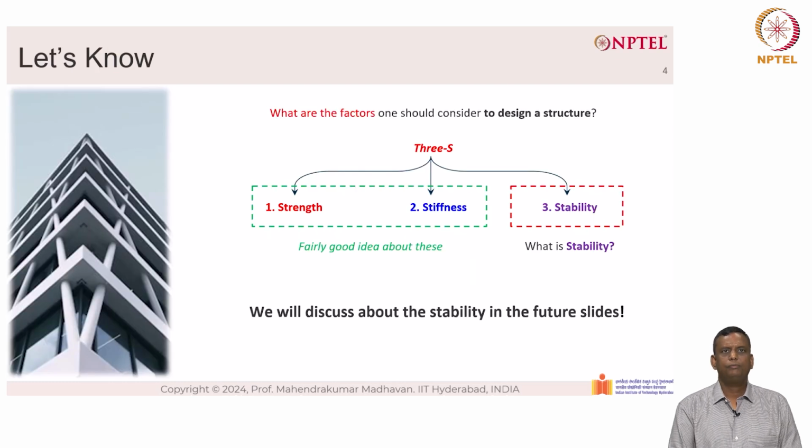Before we go further, we need to understand what factors one should consider to design a structure. We call it the 3S. The first is strength, the second is stiffness, the third is stability. Strength and stiffness, we have a fairly good understanding of the two S. The third S is stability, which is what we will be discussing in this class.